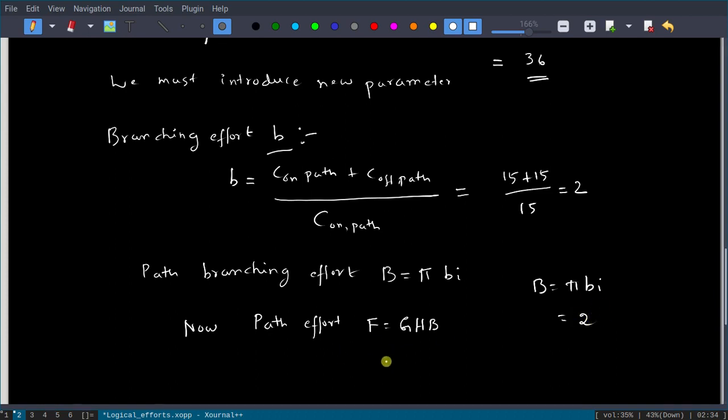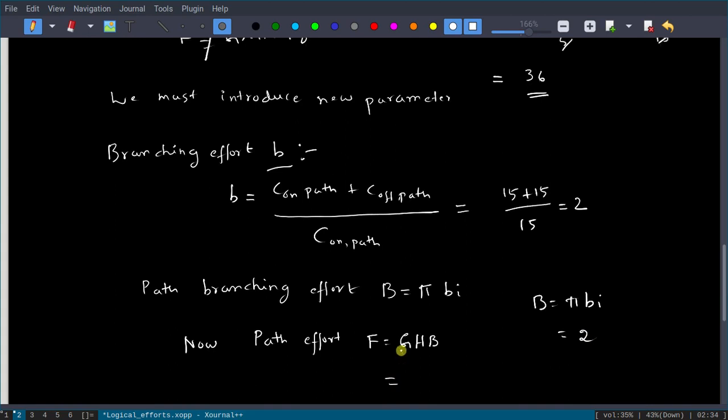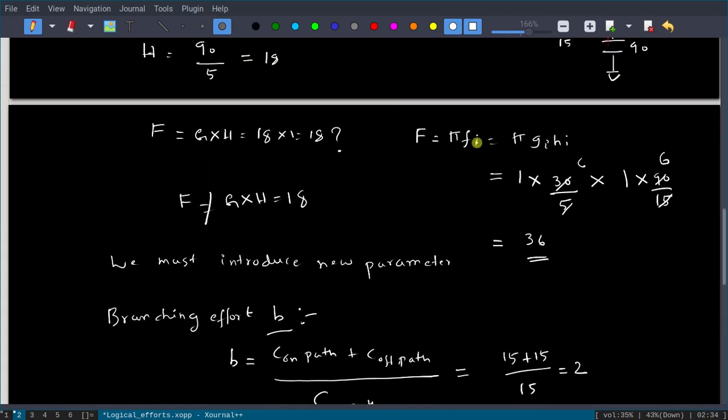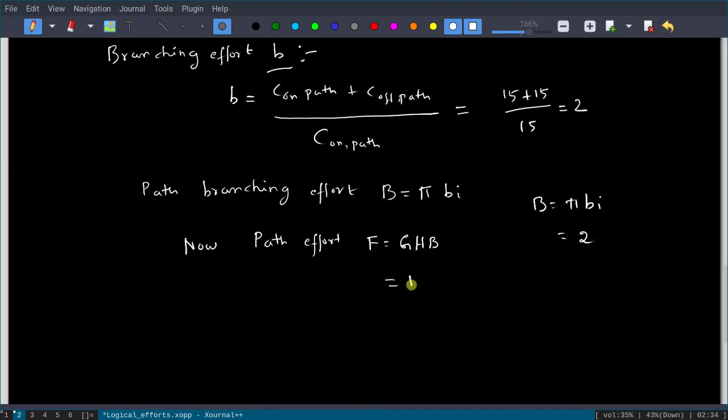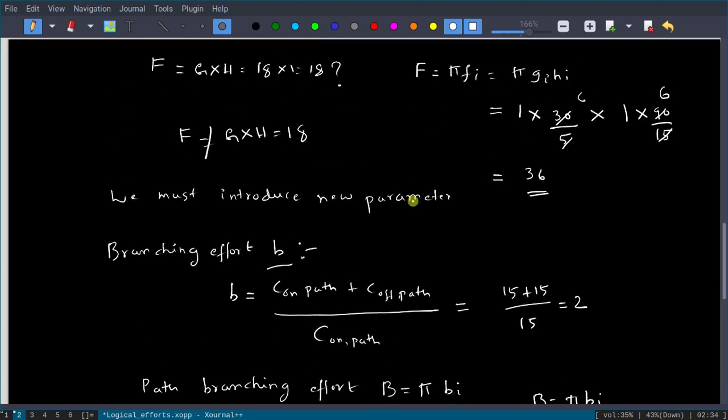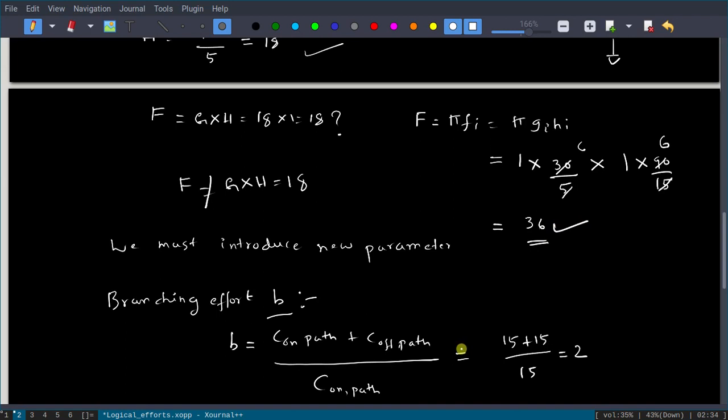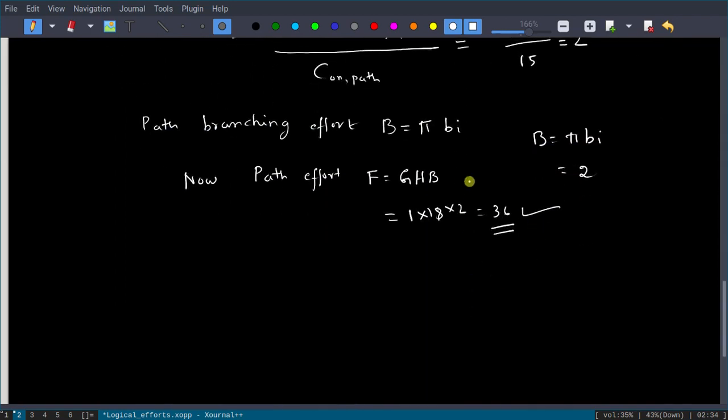So your F equals G H B, where G we have already calculated, this is 1, and H is 18. So G 1, H 18 and B 2. So totally it is 36, and this matches with this one. So this one is matching. Yes, so you have to multiply one more parameter, that is the path branching effort, then only you get the path effort. Okay, now let us finally calculate what is the path delay.